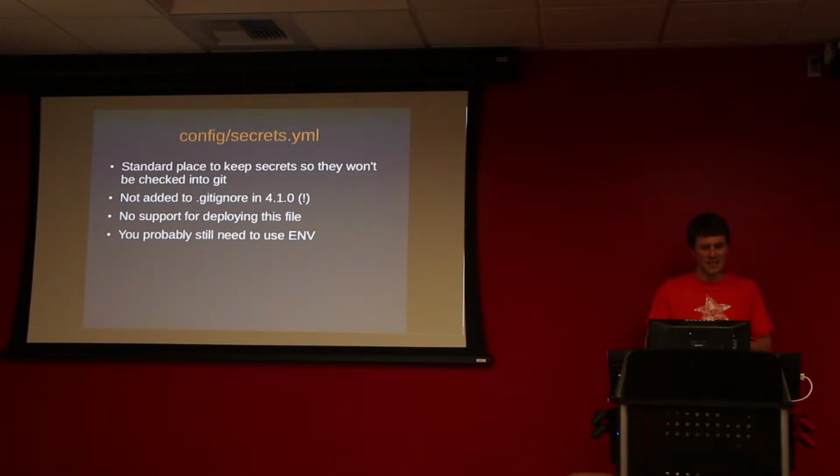Surprisingly, it is added to source control by default. They did not put it in the .gitignore. And I don't think most people are going to be able to keep it out of source control. So for example, if you're deploying to Heroku, as far as I can tell, there's no way to actually get this file to Heroku. So I think you're still stuck.